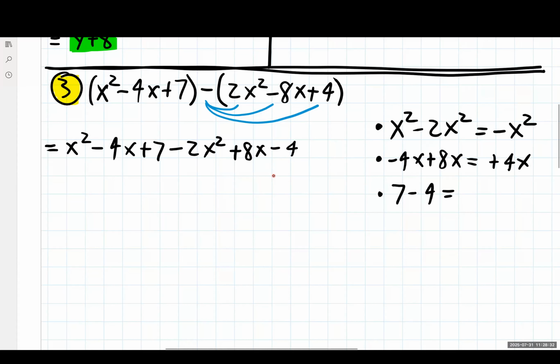7 minus 4, that's going to give me negative 3. So I combined my x squareds together, I combined my x's together, and I combined my constants together. And they're all simplified right over here. And now I just need to make sure that I write these things out in standard form.